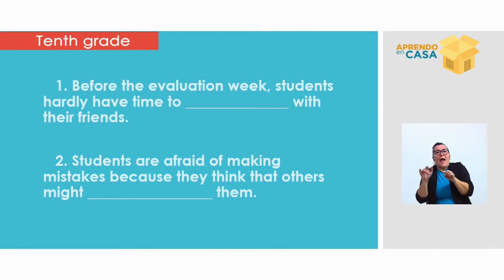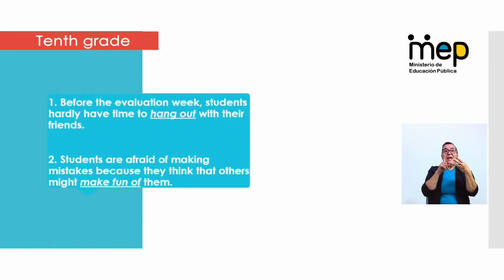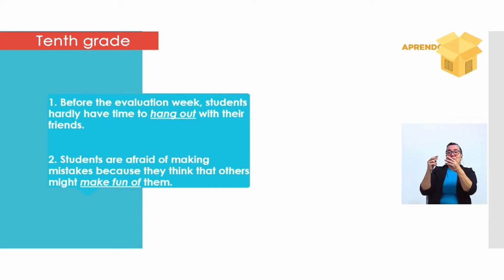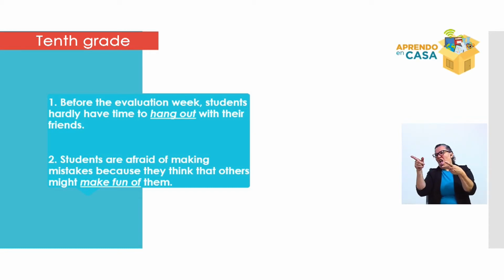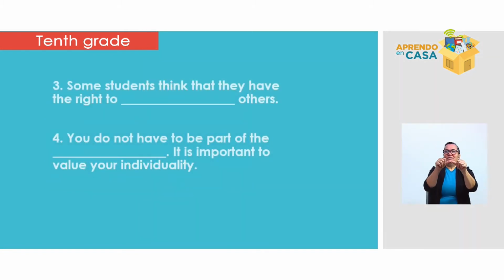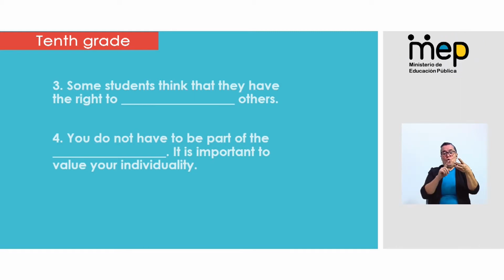Okay, so let's see. Next, that is the correct answer. Very good. Number 1 is hang out, and number 2, make fun of. Okay, let's continue with number 3. Some students think that they have the right to ___ others. Number 4, you don't have to be part of the ___. It is important to value your individuality.